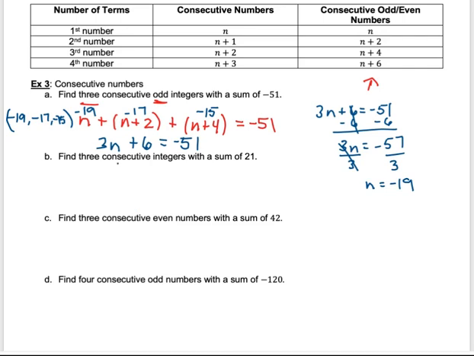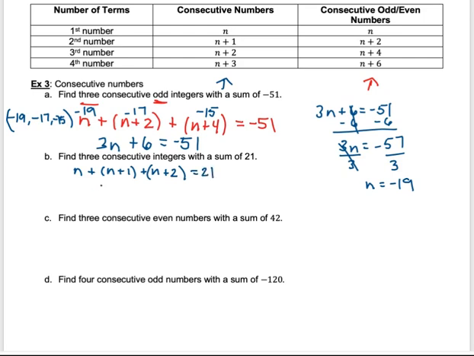Okay, part B, find 3 consecutive integers with a sum of 21. So this is just consecutive integers. I don't have even or odd, so I'm looking at just this chart up here, n plus 1, n plus 2, and so forth. I'm going to do these the same exact way. I have n plus n plus 1 plus n plus 2, and that's going to sum together to give me 21.